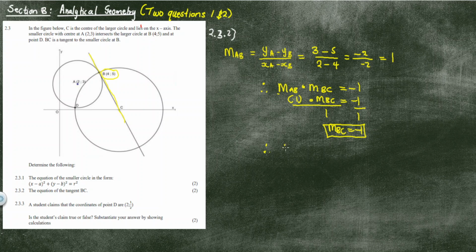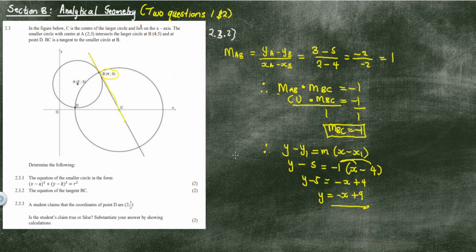Therefore, you come back and substitute here: y minus y1 equals m times x minus x1. You substitute the coordinates of B. So y1 is 5, the gradient is minus 1, and x1 is 4. Then y minus 5 equals negative 1 times x minus 4, that is minus x plus 4. Then you transpose 5 and end up with y equals minus x plus 9. This is your final answer.